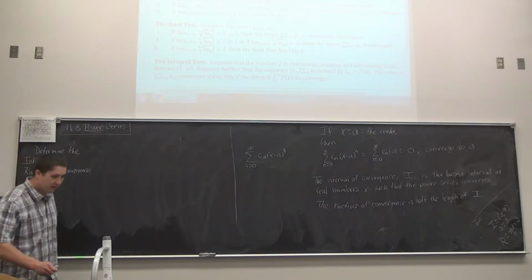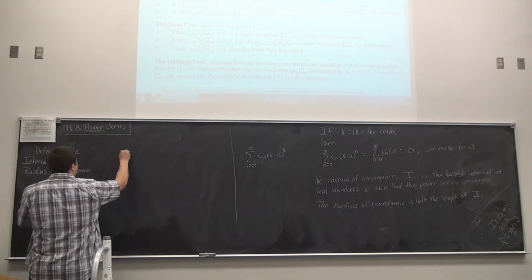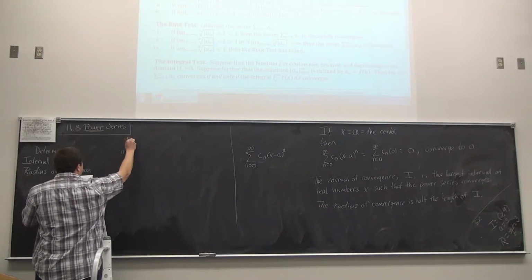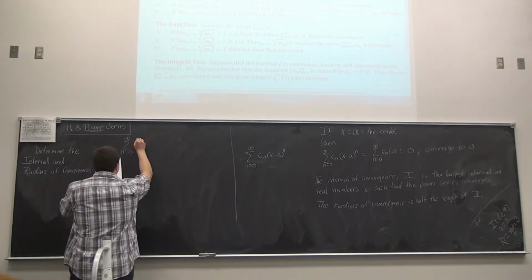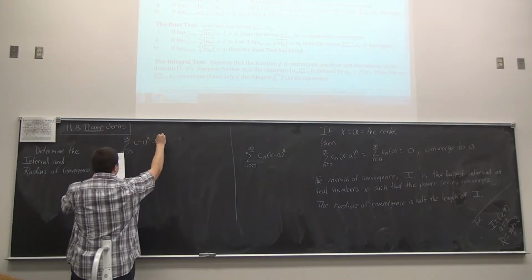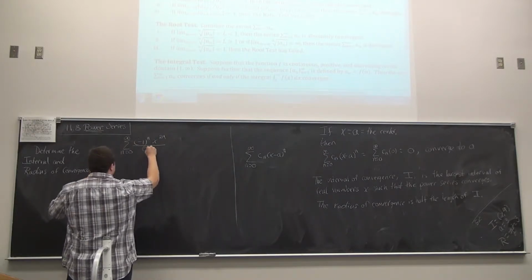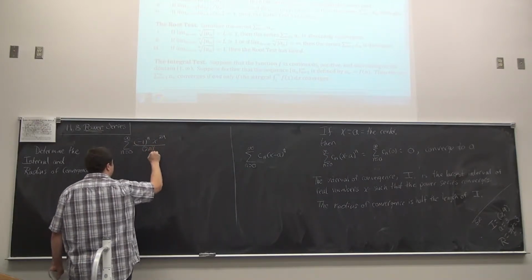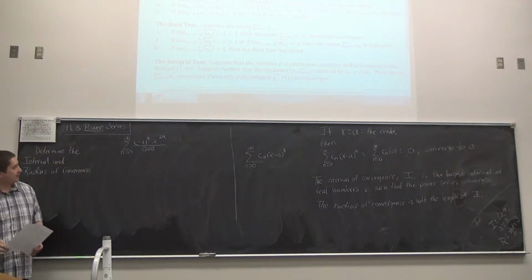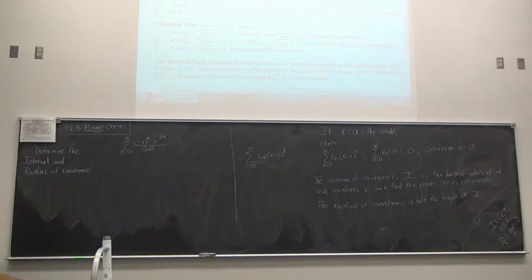So let's start off with something along these lines. It'll be the summation as n goes from 0 to infinity of (-1) to the power of n multiplying x to the power of 2n, divided by (2n) factorial, where the parentheses should go first, then the factorial. Okay, so we want to determine what is the interval and radius of convergence for this function.